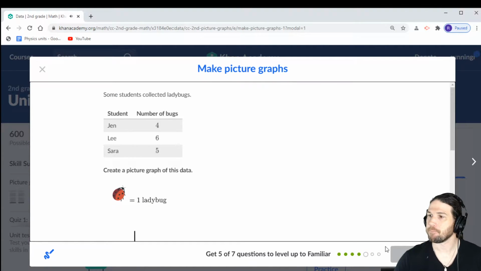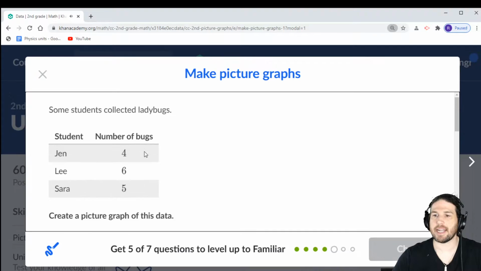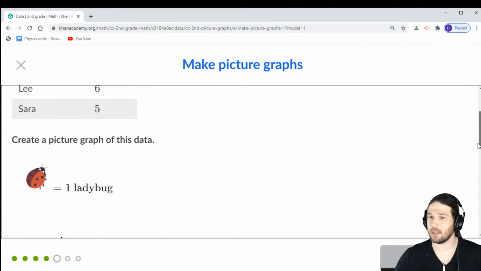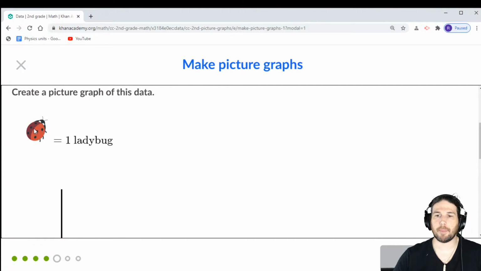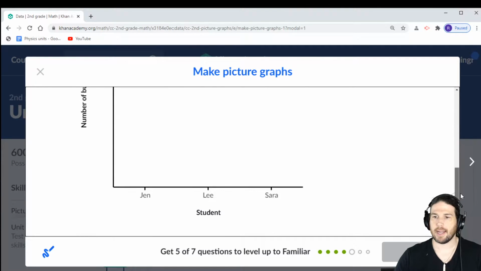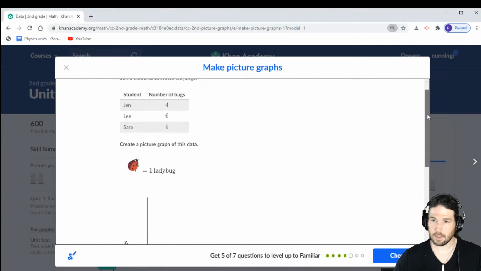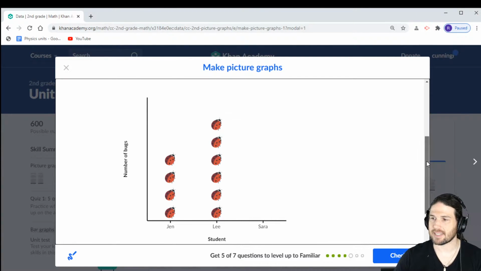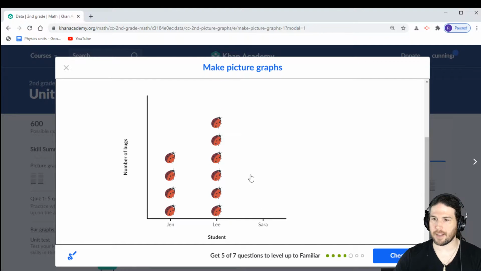Moving on. Some students collected some ladybugs. We have 4 for Jen, 6 for Lee, 5 for Sarah. If 1 picture of a ladybug equals 1 ladybug, we're going to say that Jen has 1, 2, 3, 4. Lee has 6, so that's 4, 5, 6. 1, 2, 3, 4, 5, 6. Again, if I accidentally made too many, I can always take 1 out. That's no problem. And then Sarah has 1, 2, 3, 4, 5 right there.